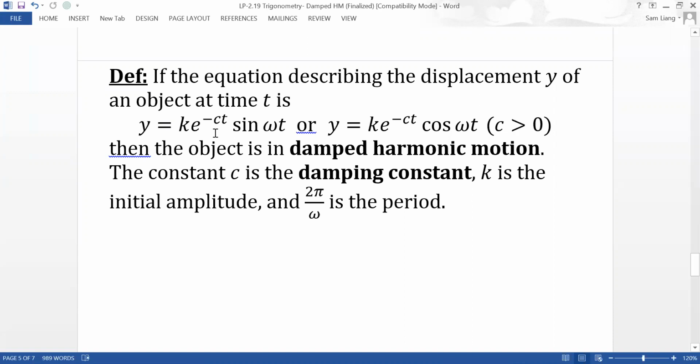A couple things to note here. One is, normally for simple harmonic motion, we would have a sine omega t.